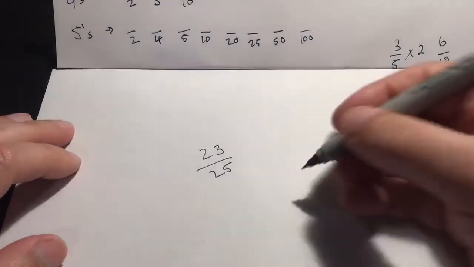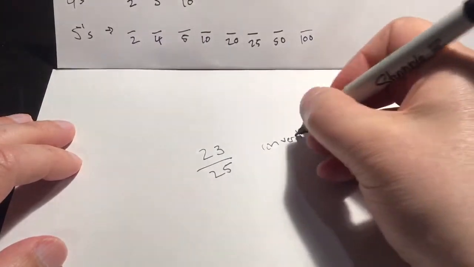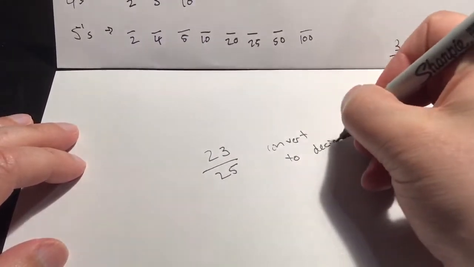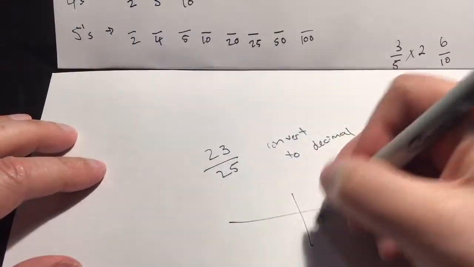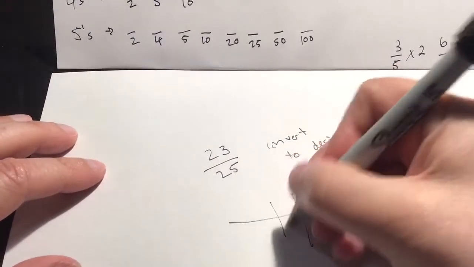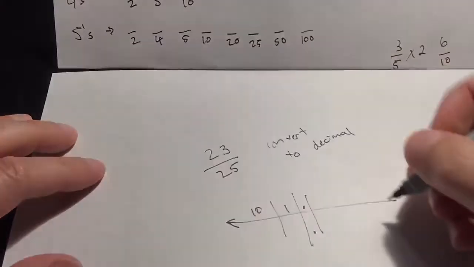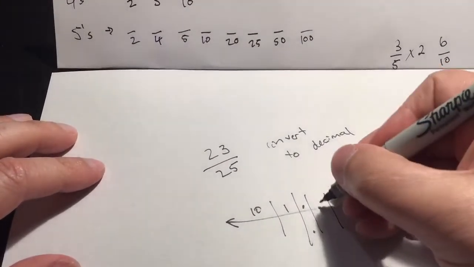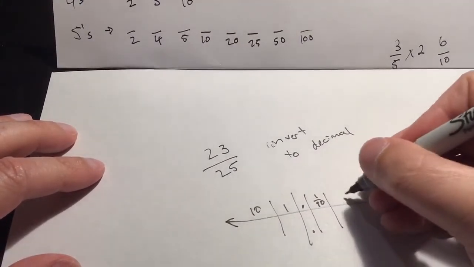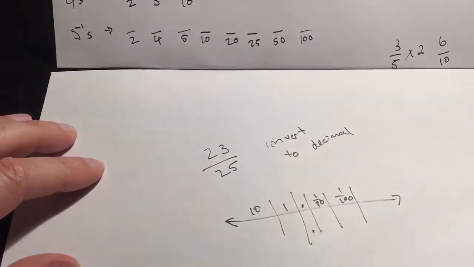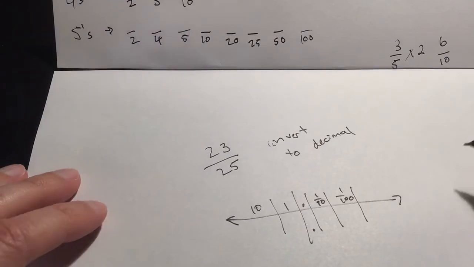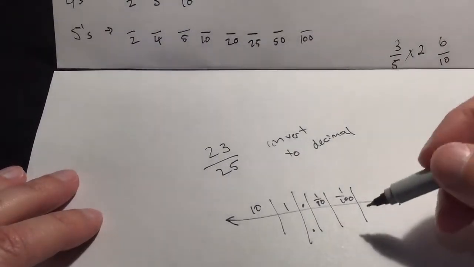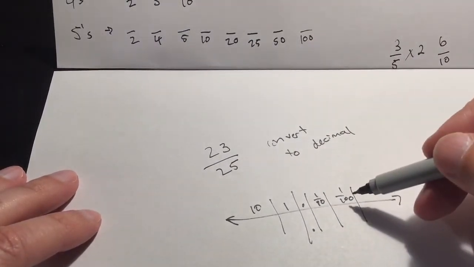So here we go. So convert to decimal. Same idea. We need that base 10 system where we've got our ones, our tens, etc. forever. And then we've got our decimals, which are tenths and hundredths and forever. But in grade 5, we just go to hundredths. Okay, so same problem. I got 23 out of 25. I need it to be either out of 10 or out of 100.